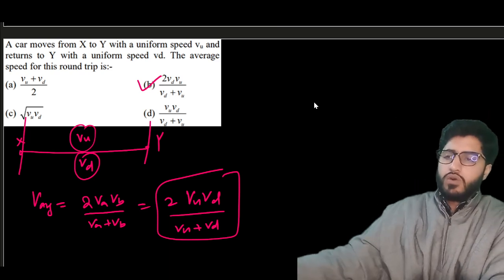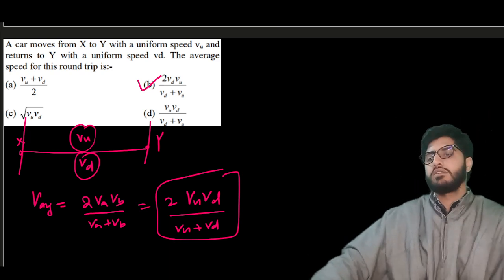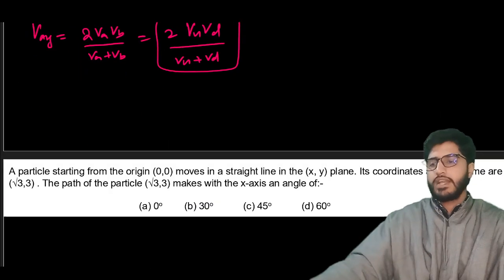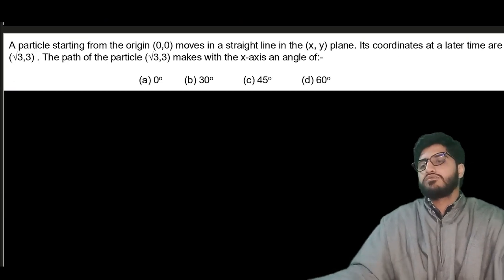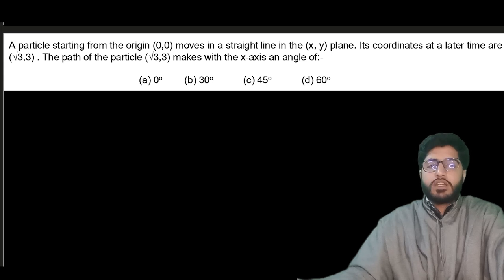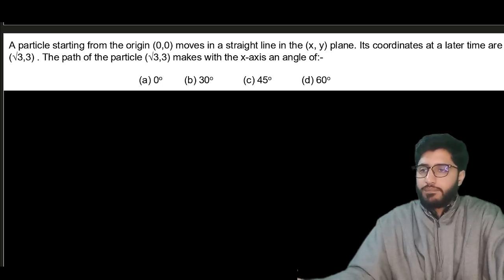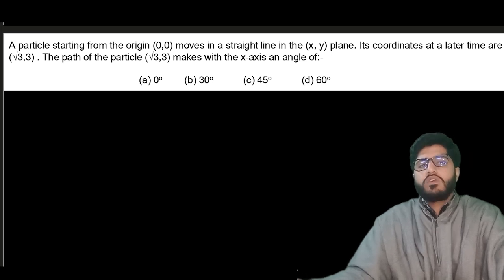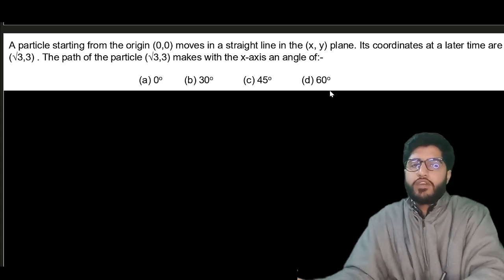Done. We have the next numerical. A particle started from (0, 0) and moves in a straight line in the xy plane. Its coordinates at a later time are (root 3, 3). The path of the particle makes an angle theta with the x-axis. We have to find out theta. How can we get it?